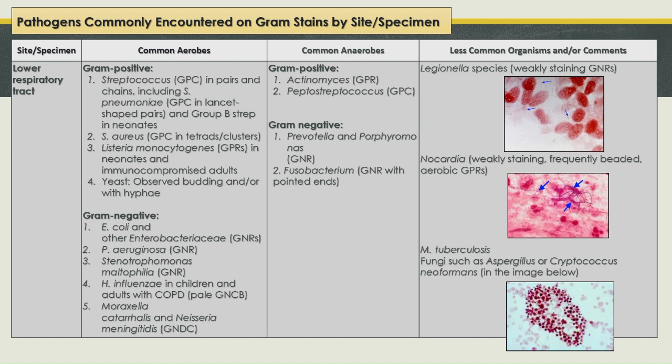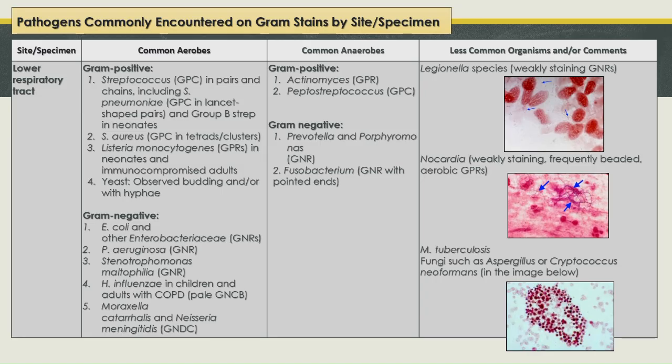Common anaerobes. Gram-positive: 1. Actinomyces, GPR. 2. Peptostreptococcus, GPC. Gram-negative: 1. Prevotella and Porphyromonas, GNR. 2. Fusobacterium, GNR with pointed ends. Less common organisms and/or comments.